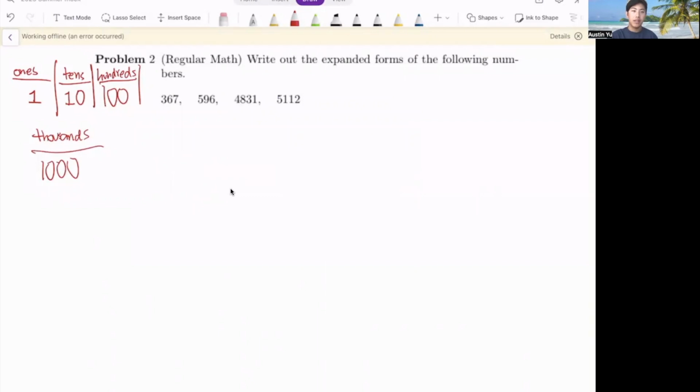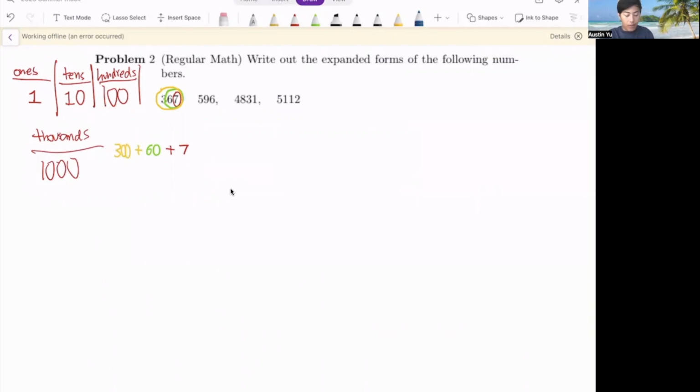We start with 367, 7 being the ones, so it is 7. Plus 6, well, we remember that 6 in the tens digit just means 60, so therefore we write 60. And finally, we see 3 in the hundreds digit. Well, 3 basically just means 300. So 367, you could write it as 300 plus 60 plus 7.